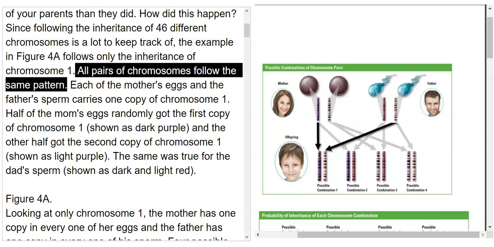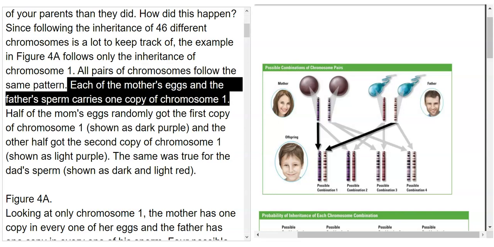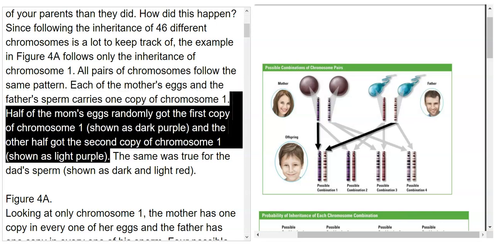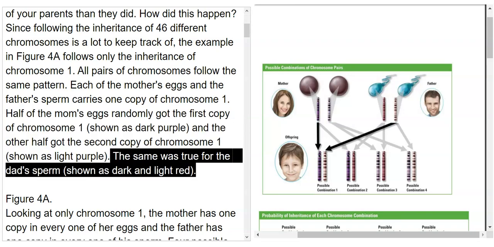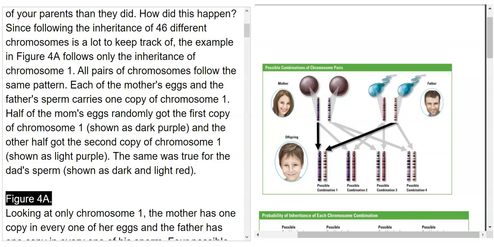All pairs of chromosomes follow the same pattern. Each of the mother's eggs and the father's sperm carries one copy of chromosome 1. Half of the mom's eggs randomly got the first copy of chromosome 1, that's the dark purple, and the other half got the second copy of chromosome 1, shown as the light purple. The same was true for the dad's sperm, shown as the dark and light red. Figure 4a.